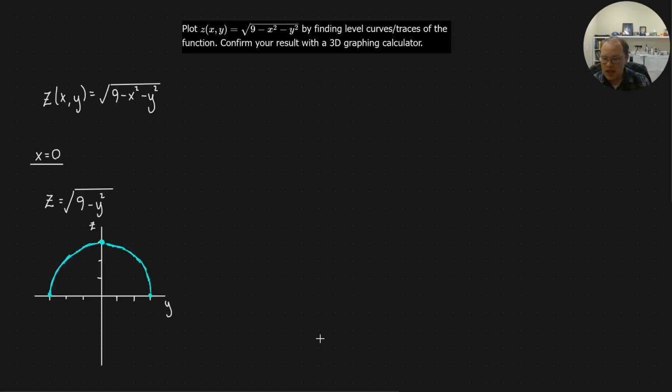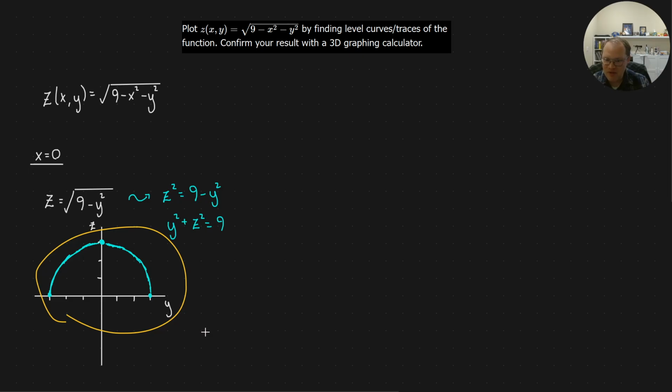Okay, and actually, if you square both sides to get rid of the square root, you can kind of see where this is coming from. If I square both sides, I get z squared equals, and on the right side, the square root goes away. So I get z squared equals 9 minus y squared. If I add the y squared to the other side, I get y squared plus z squared equals 9. And that's the equation of a circle of radius 3. Okay, that's twice what we got. We got half of that, right? Why didn't we get the full circle?